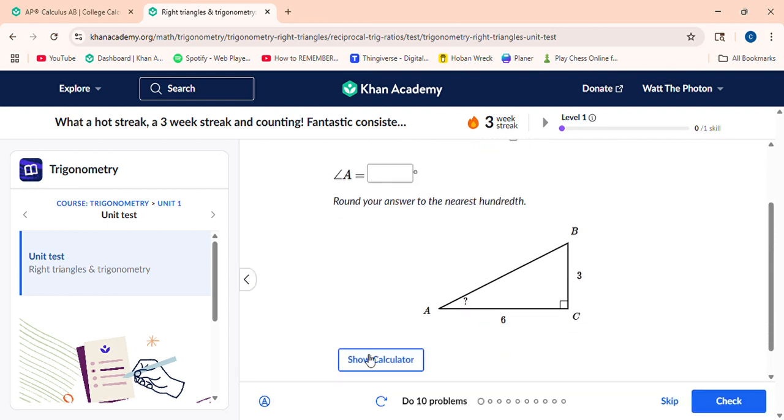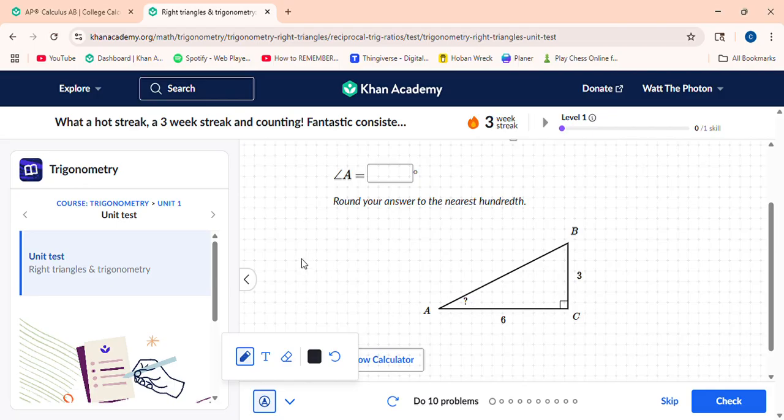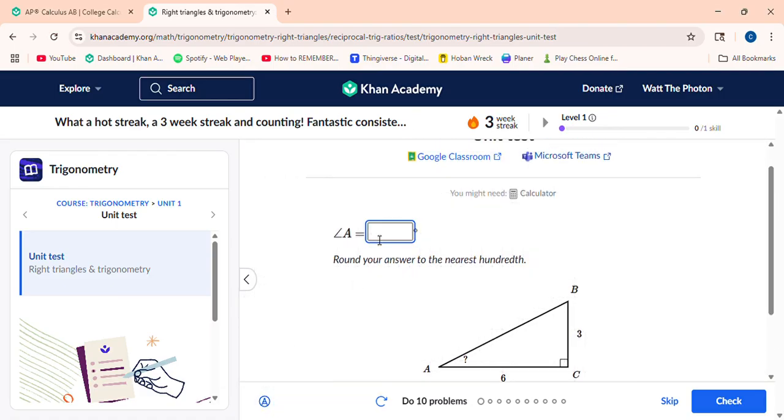Let's go. What's A? A is equal to the tangent of x, so the inverse tan of 3 over 6 is 26.57.